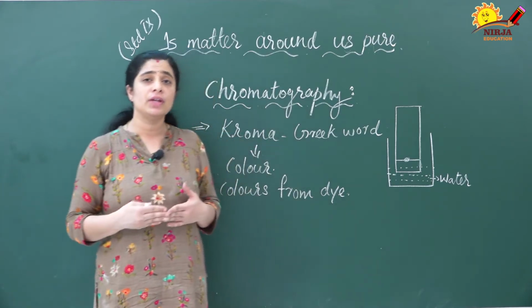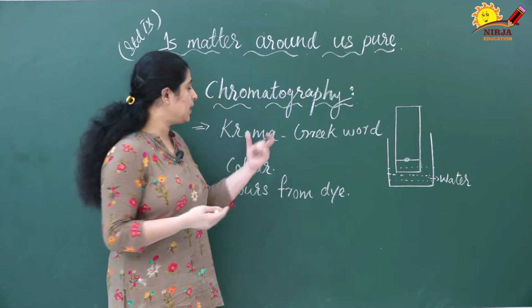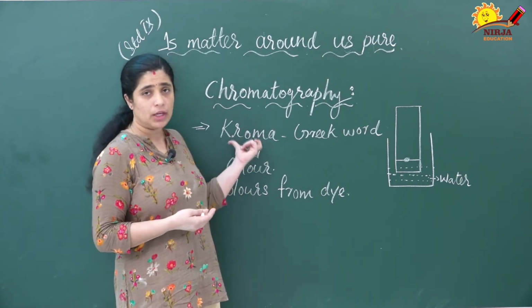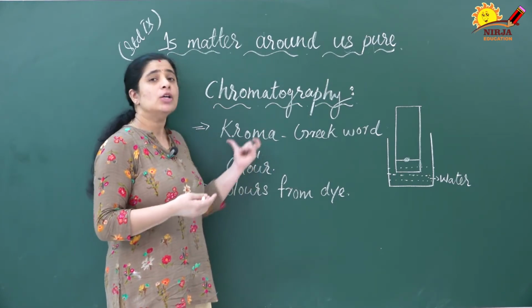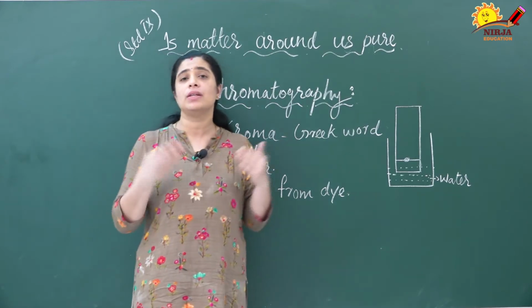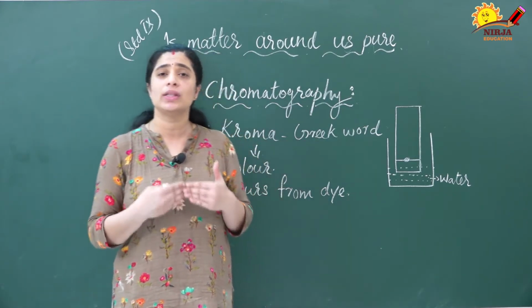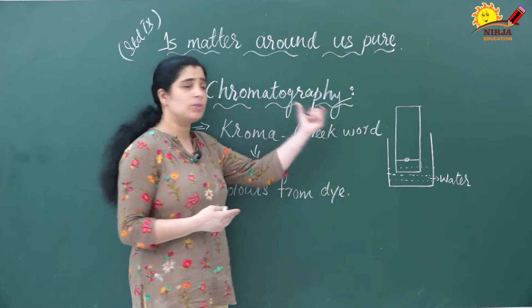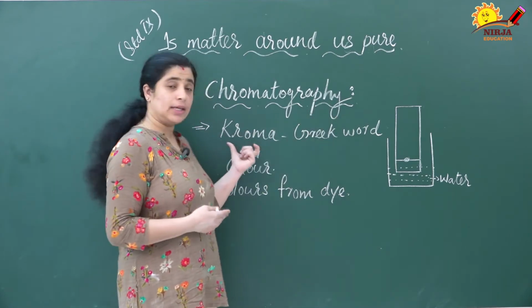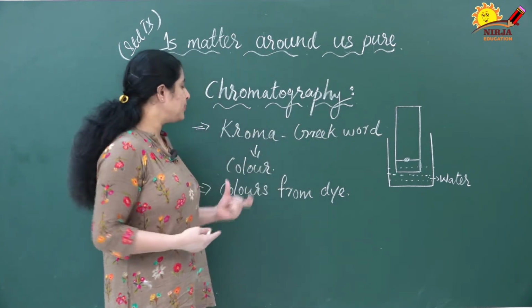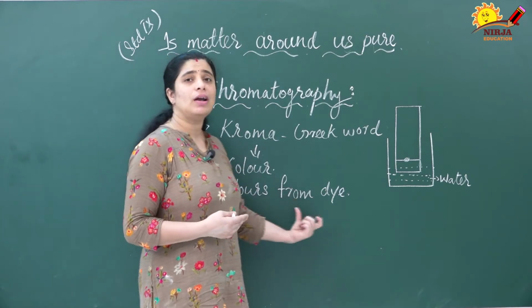The word chromatography came from a Greek word, chroma. The meaning of chroma is color. So mostly we use it to separate the colors from the dye. That is why this method is known as chromatography. So it came from the Greek word chroma, and we use it to separate colors from the dye.